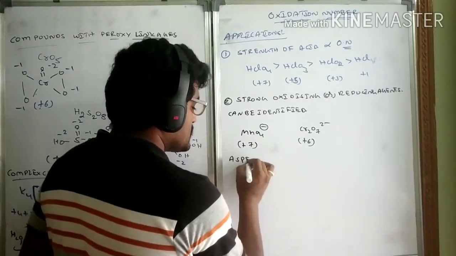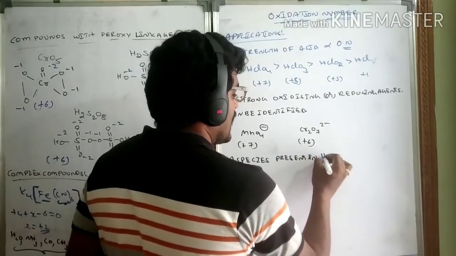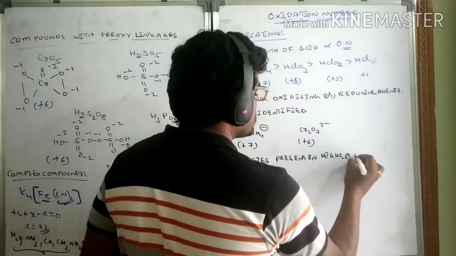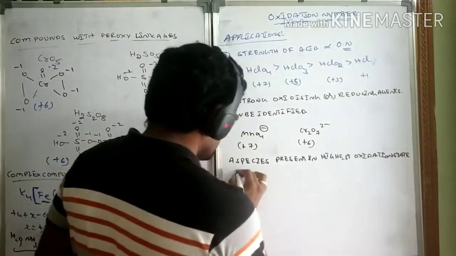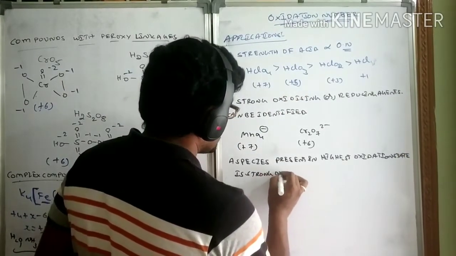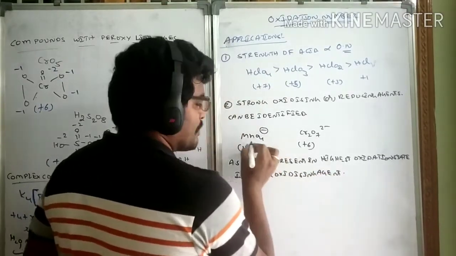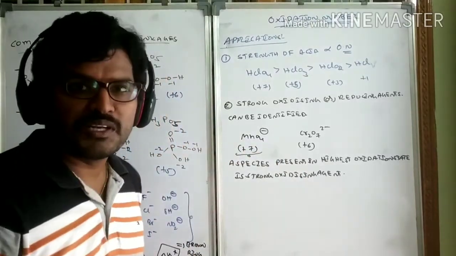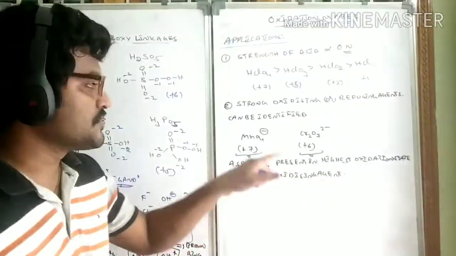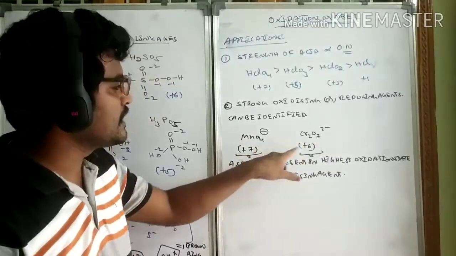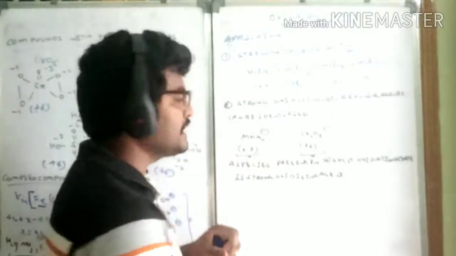A species present in its highest oxidation state is a strong oxidizing agent. The maximum oxidation state possible for manganese is +7 and for chromium is +6. Since manganese and chromium are present in the highest possible oxidation state, they both behave as strong oxidizing agents.